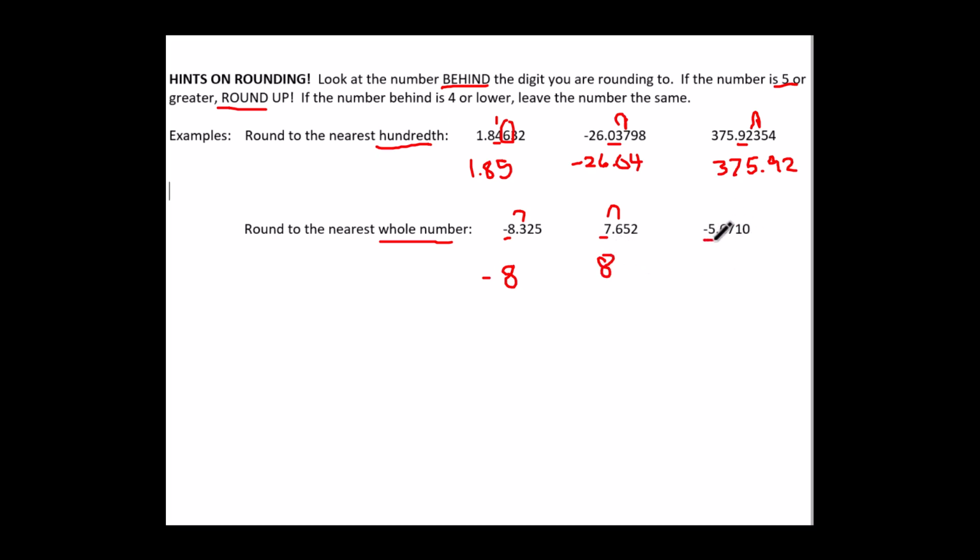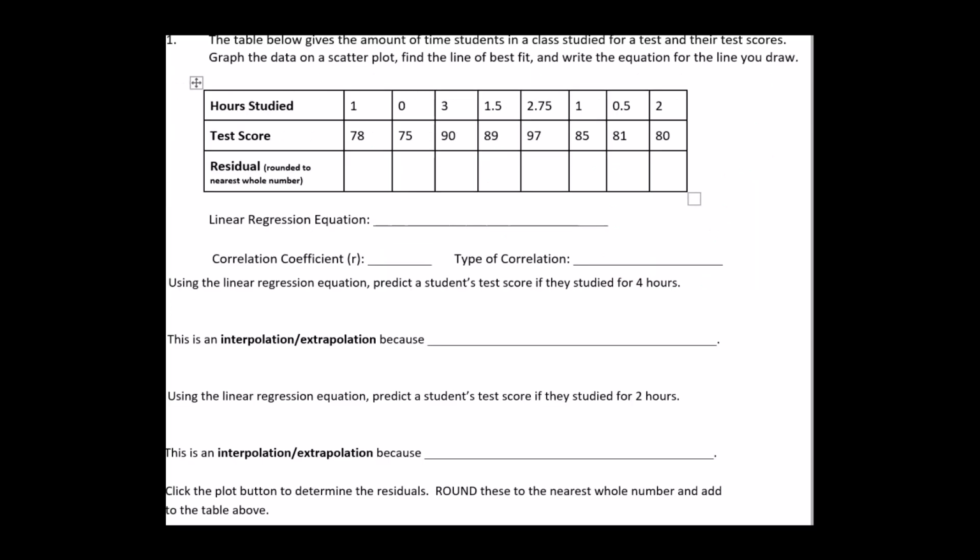Again, we're rounding to the nearest whole number. 6 is greater than 5, so I'm going to add 1, negative 1 to negative 5 and get negative 6. So just practice rounding, so when you're asked to round, you'll know how to do that.